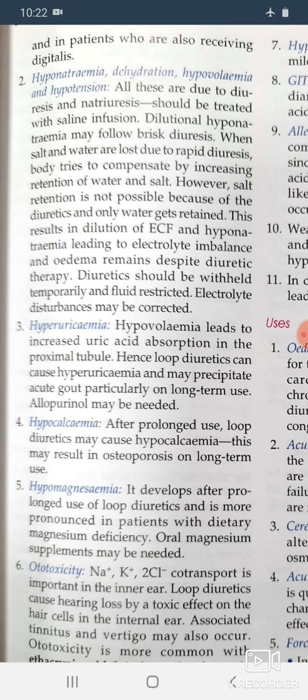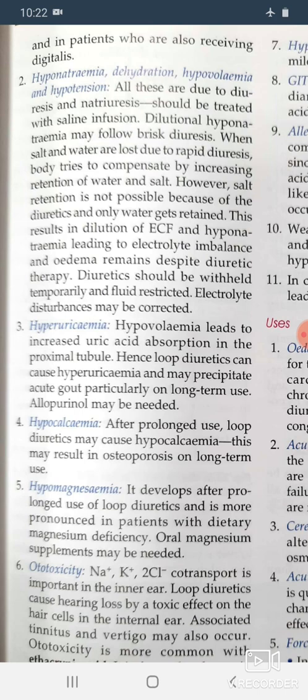And whenever there is a reduced water amount in the body, obviously the blood volume is also reduced, because the water part of the plasma is reduced, it's excreted out. So blood volume is reduced, which is called hypovolemia. And because of the blood volume reduction, blood pressure also reduces, and that is called hypotension. So hypotension is the reduction in blood pressure.